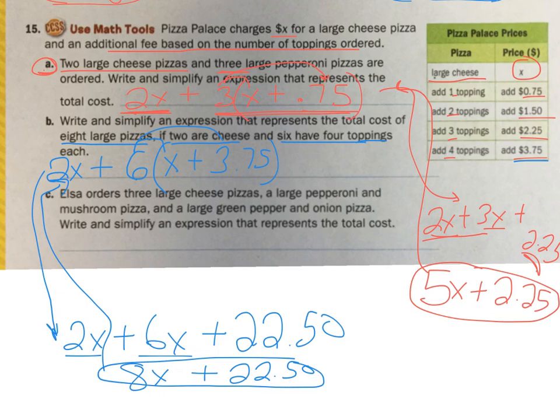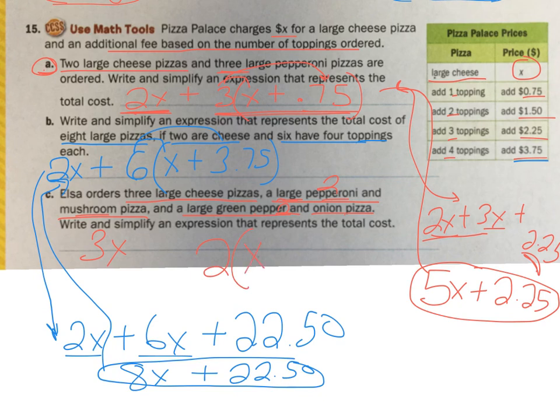Okay. One more. We'll go back to red on this one. So we have Elsa orders three large cheese pizzas. 3x. That's three large. And that's with no toppings. It's just three times x. And then we have a large pepperoni and mushroom pizza. And a large green pepper and onion pizza. So as I'm looking at this, I have two more large pizzas. And this first one has pepperoni and mushroom, which is two toppings. And this other one is green pepper and onion, which is two toppings.